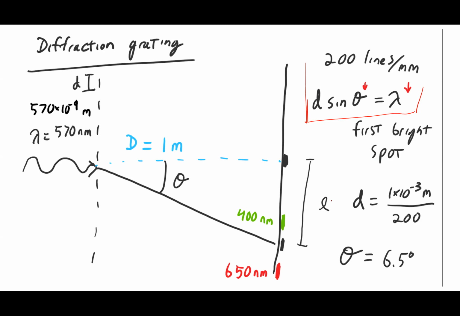The reason why, like I said, this is interesting is if I were to use 400 nanometer light instead, that would result in a smaller angle. If I was to use 650 nanometer light instead, that would result in a bigger angle. So if I actually look at the screen, I can see very distinct green, yellow, and red spots that are separated out from one another. If I needed to measure the amount of green light versus red light that I have, this would be how I could do it.